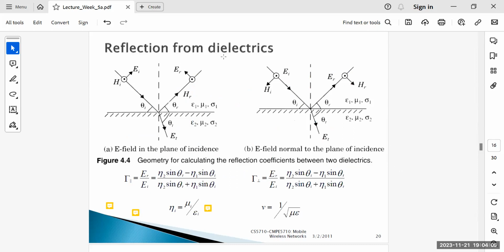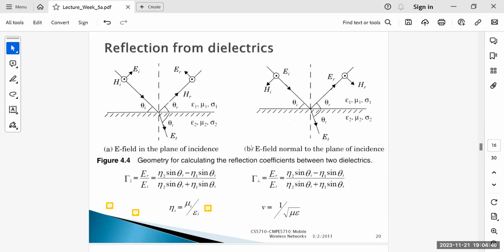So this is the reflection from the dielectric. This is the electrical field in the plane of incidence. You can see that this is the electrical field intensity, this is the corresponding magnetic field intensity, and this is the direction of propagation. As you know, all three of them should be perpendicular to each other. In this one, the electrical field intensity is in the plane of incidence. This is the plane of incidence, right? This is the incidence angle and this is the reflection angle. So you can see that the electrical field intensity is in the same plane as this plane of incidence.